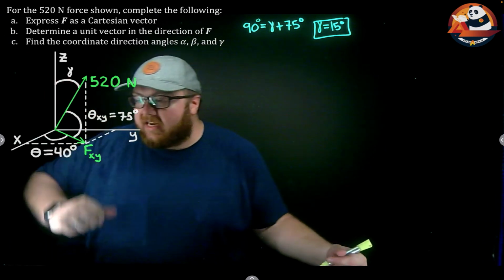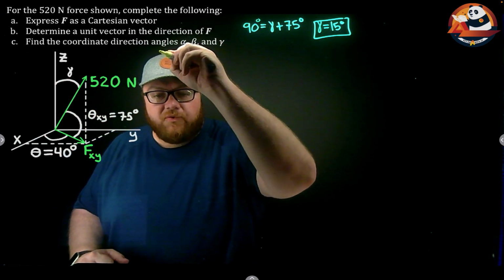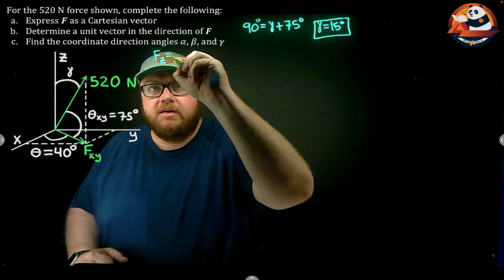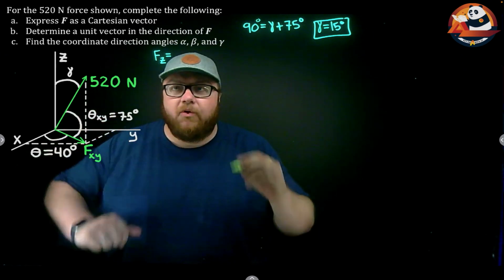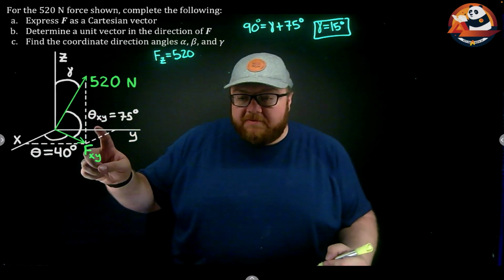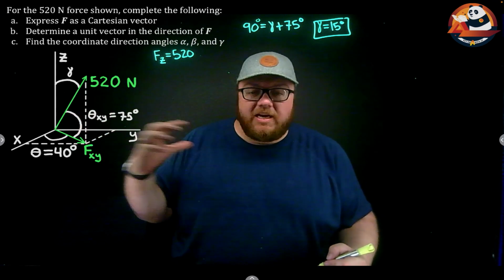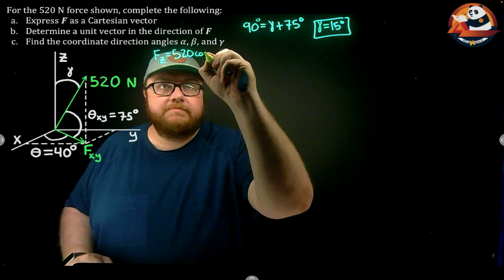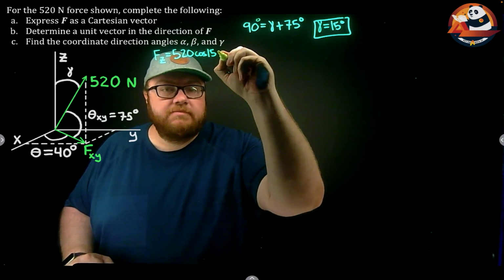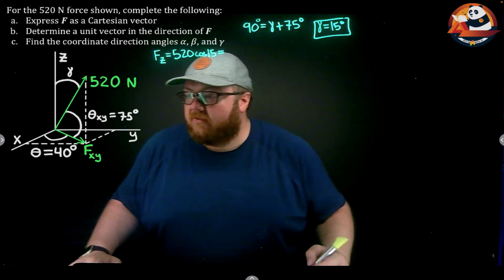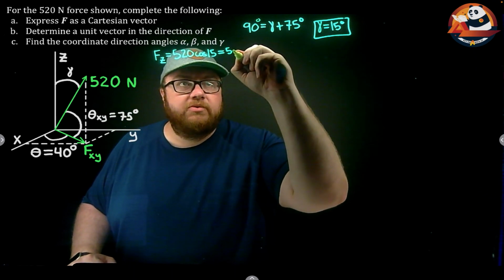So let's get Fz first for this. My total force in the z direction, Fz, should be my total force, 520, times the cosine of gamma, just like it is when we were given alpha, beta, gamma angles. Cosine 15. Or this is going to get me that my Fz is 502 newtons.